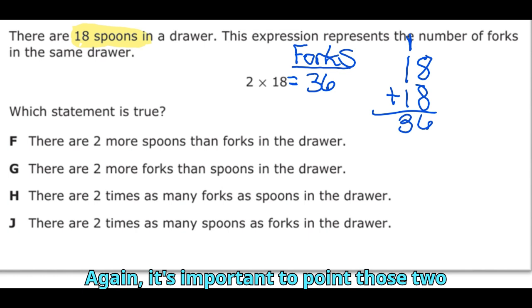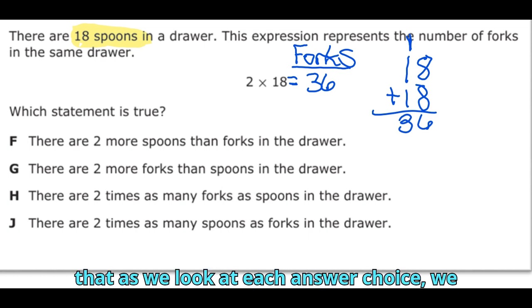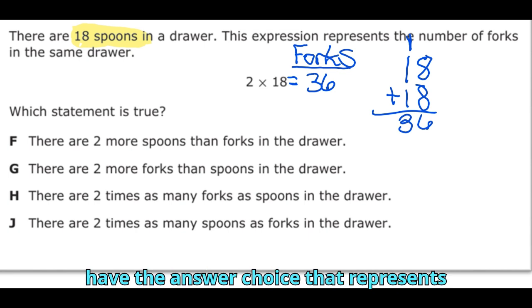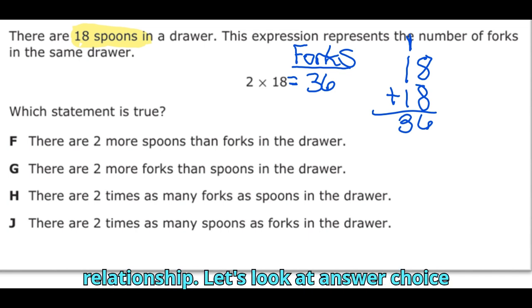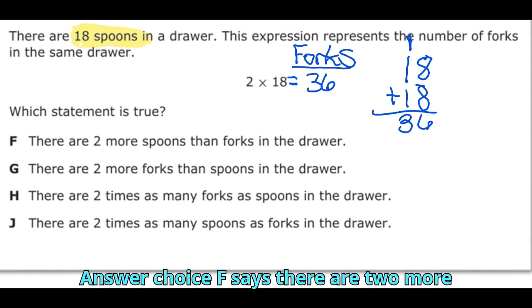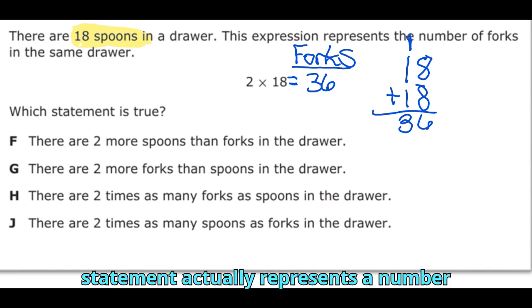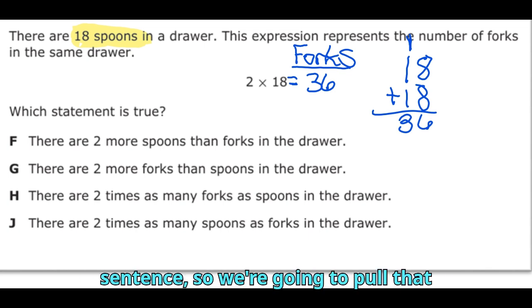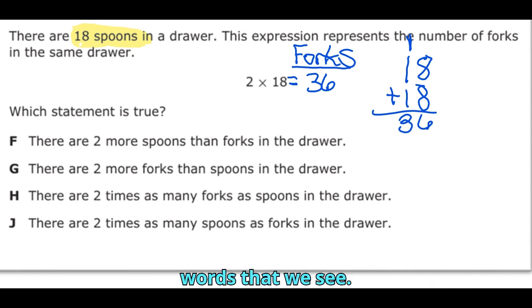Again, it's important to point those two things out so that as we look at each answer choice, we have the answer choice that represents both the number of spoons and the number of forks and their mathematical relationship. Let's look at answer choice F. Answer choice F says there are 2 more spoons than forks in the drawer. This statement actually represents a number sentence. So we're going to pull that number sentence out with the help of the words that we see.